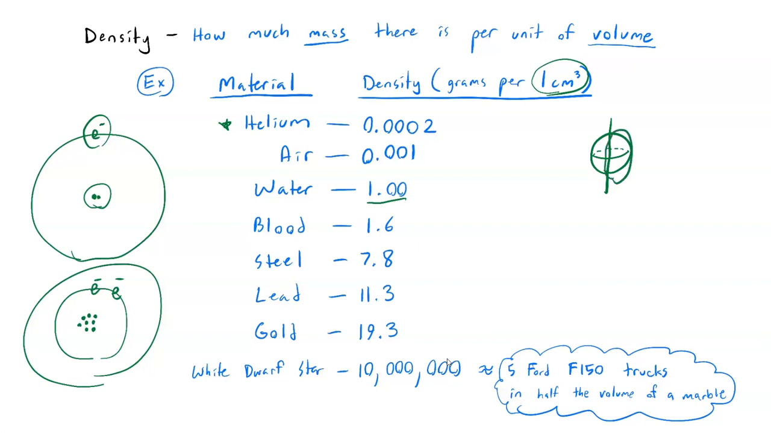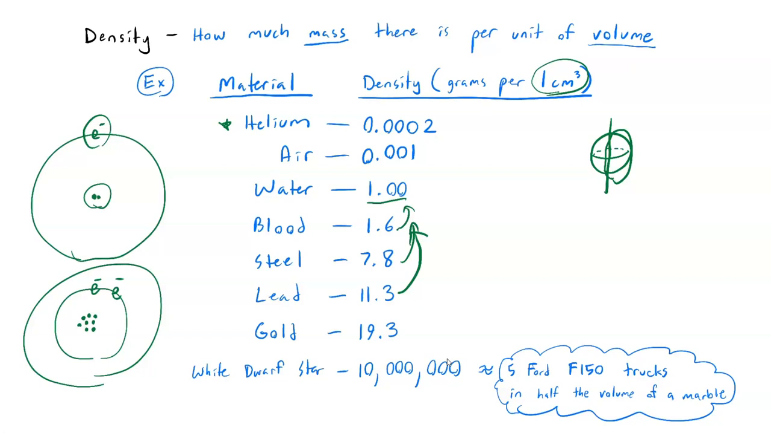And then blood is almost twice as dense as water. It means if you took a cup of water and a cup of blood, the cup of blood would be almost twice as heavy, the same volume, but more matter in it. And then think about steel, almost 8 times as dense as water. Lead, 11 times as dense as water. Gold, if you've ever held a nugget of gold, which would be worth a lot of money, it is heavy.